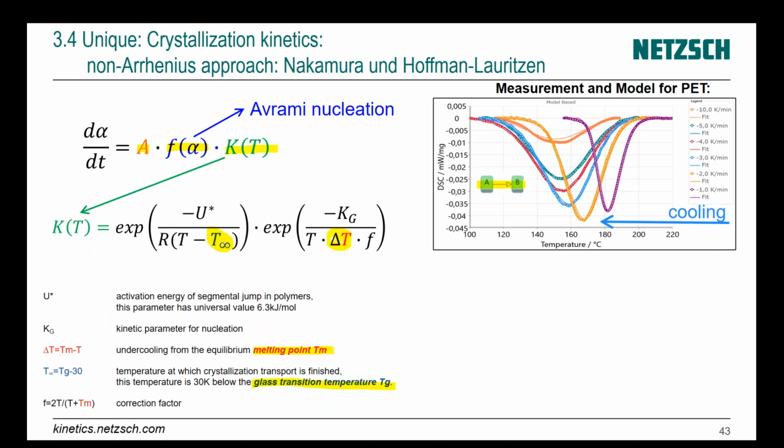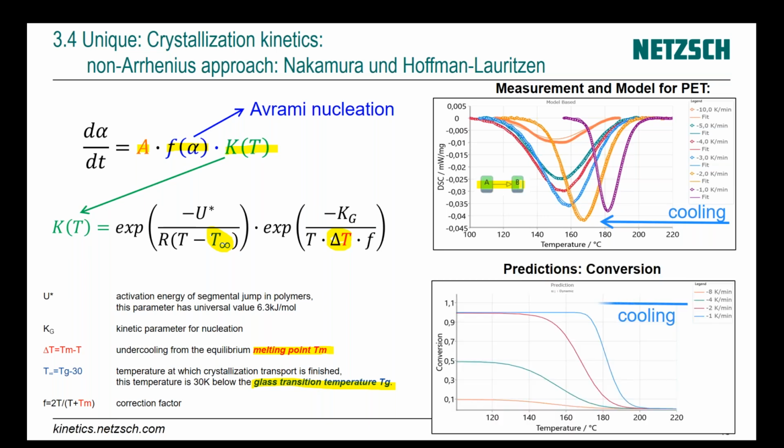a one-step kinetic model according to Nakamura crystallization kinetics. And now we would like to know what happens if the cooling will be a different cooling rate. What is the degree of crystallinity? We can make predictions of conversion during different cooling rates or during different isotherms, it doesn't matter.